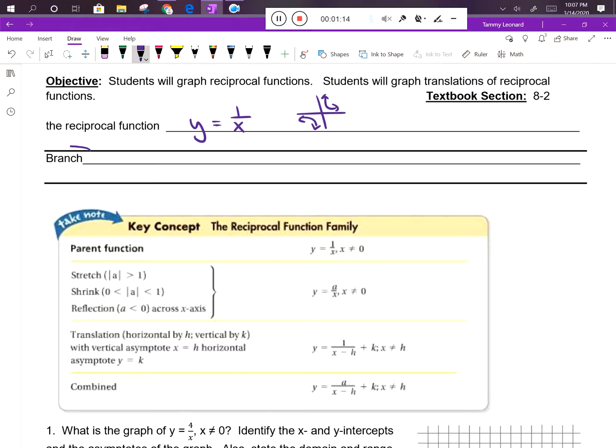You heard me use the word branch. The branch refers to just one of each of these two pieces of the graph. I believe this is the first time you've seen a graph that's not just in one piece, except a little brief look at step functions. That'll come up later. So this is the first time that we've got a graph with more than one branch.